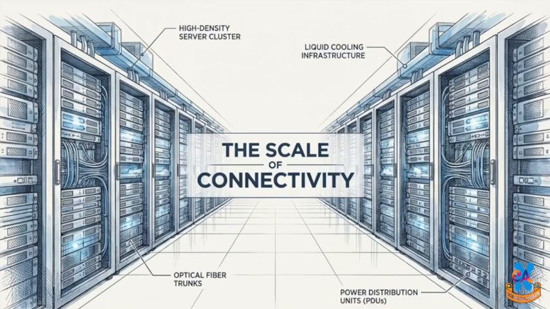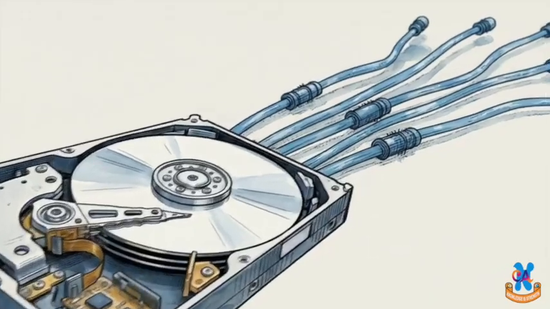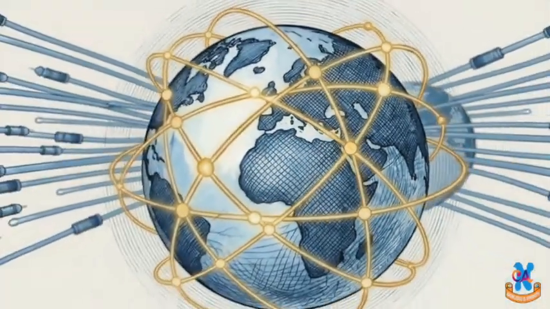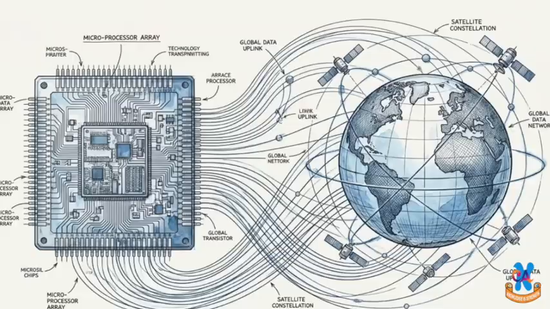Welcome to the masterclass. To master computer networks, you have to track the exact path data takes as it scales from a single localized file on a hard drive to a coordinated transmission across the globe. We will map this infrastructure from the inside out.